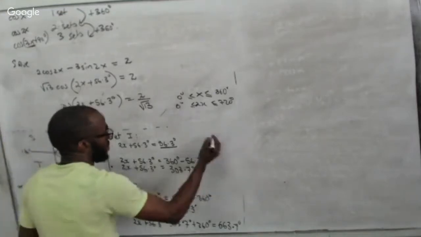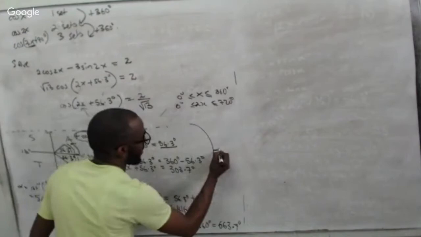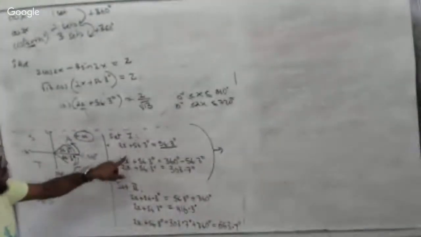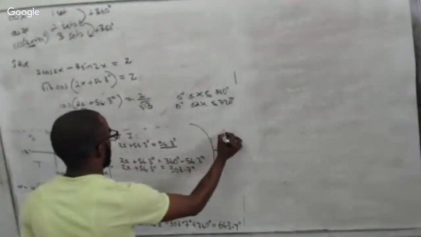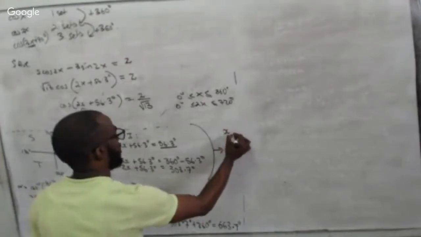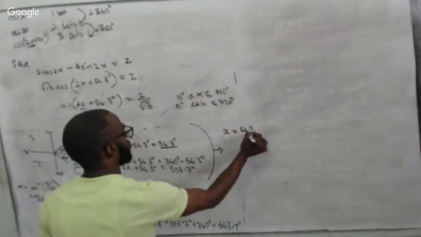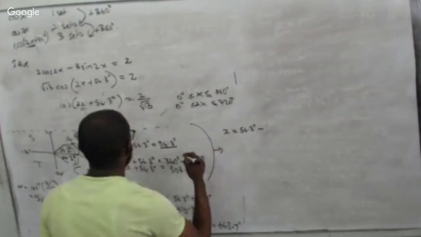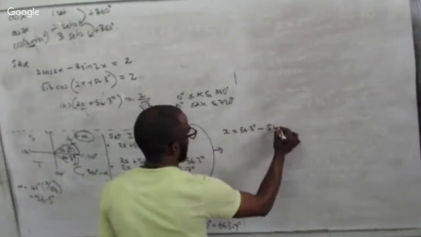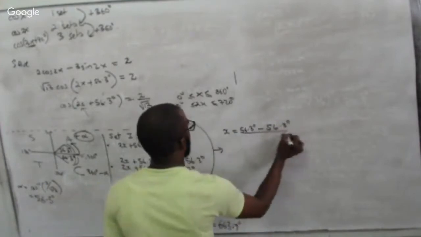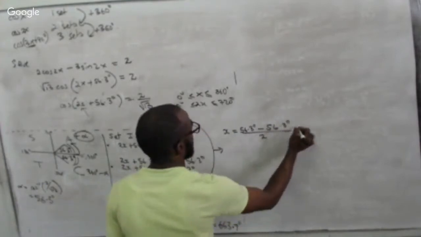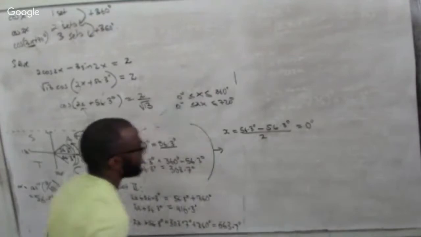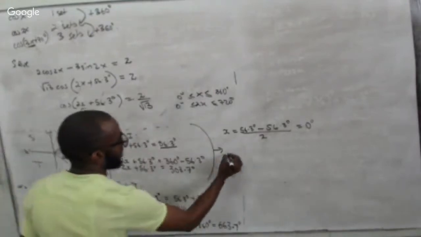I need to remember that I am solving for x. So I need to go and transpose each of these. So you can see that here, x is equal to 56.3 degrees minus 56.3 degrees all over 2. That is clearly 0 degrees. Can you see that? Good.